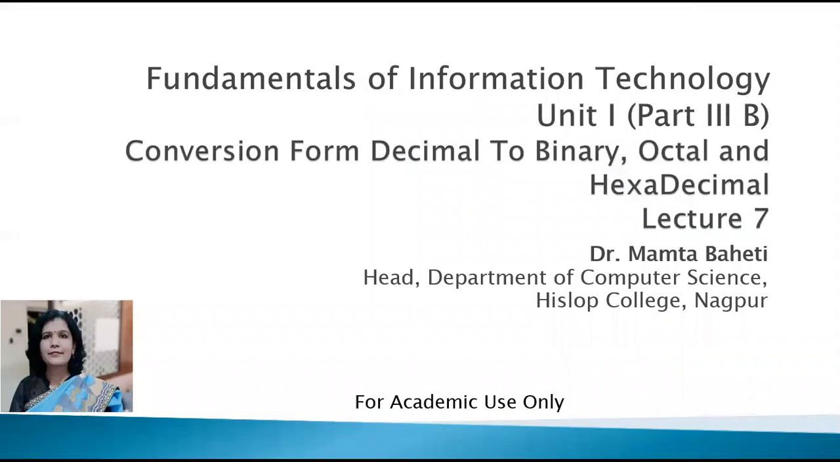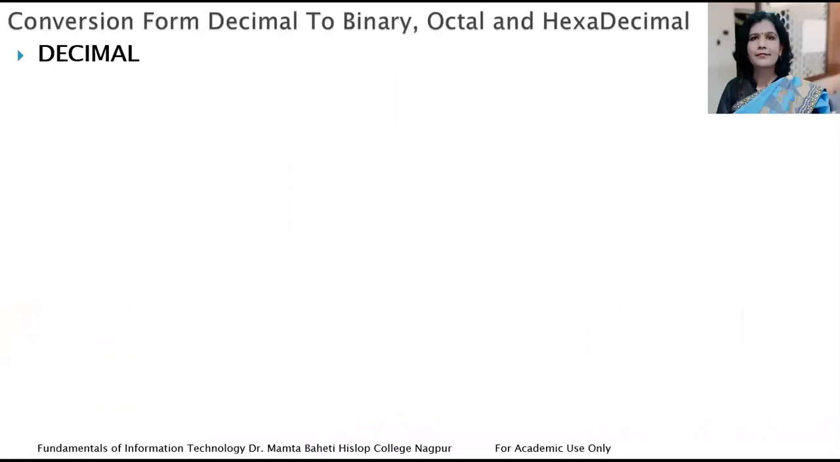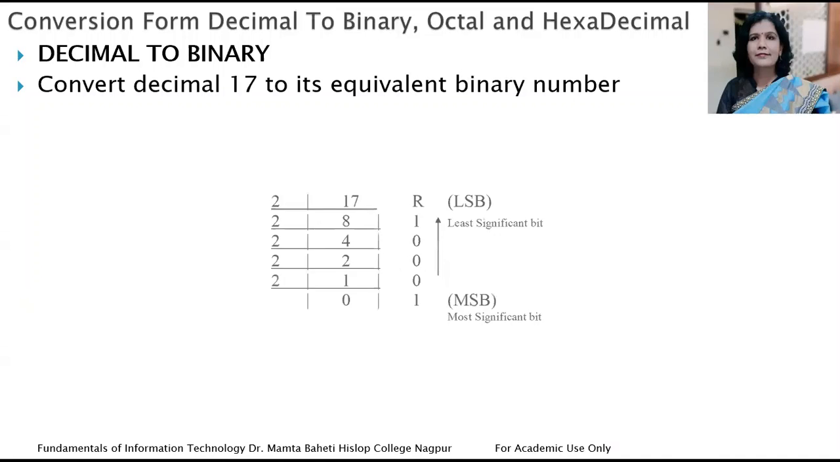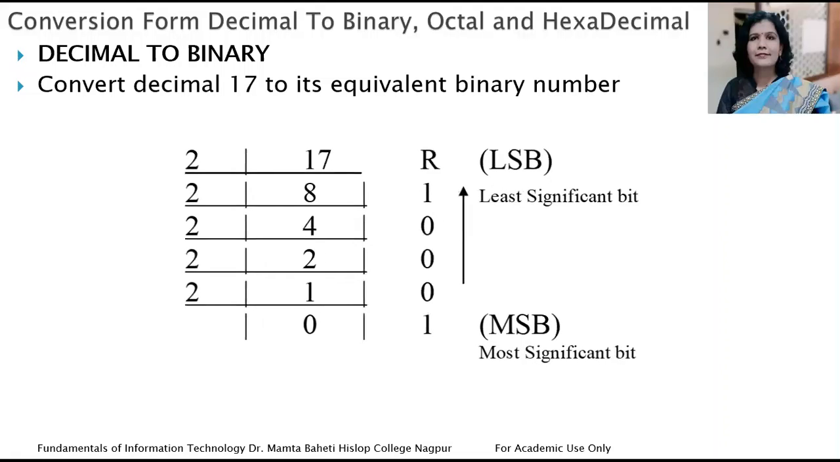Now we will see the conversion of decimal to binary, octal and hexadecimal. So decimal to binary conversion is like, suppose you have a number 17. How will you convert it into its equivalent binary?